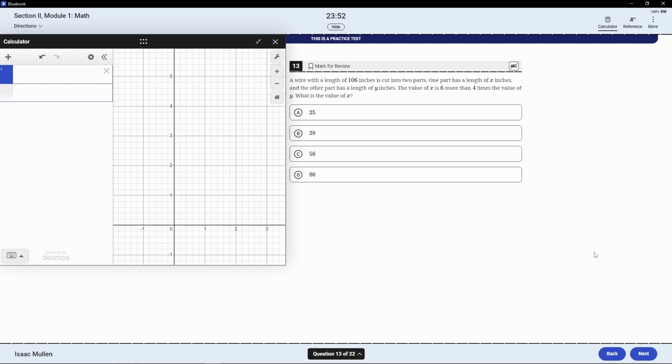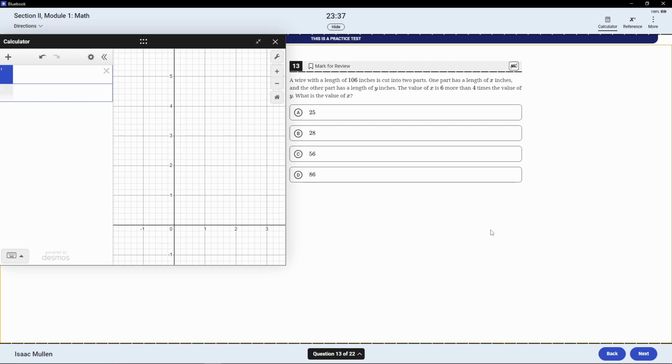A wire with a length of 106 inches is cut into two parts. One part has a length of x in inches, while the other part has a length of y in inches. The value of x is 6 more than 4 times the value of y. What is the value of x?